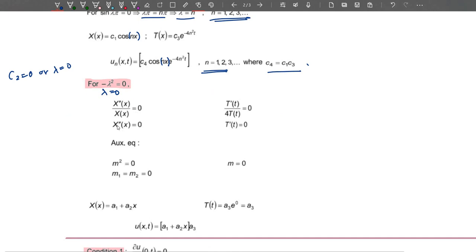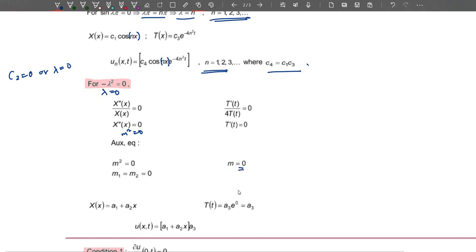From here we have X double prime x equal to 0, and T prime t equal to 0. So here we have m equal to 0, and here m squared, because X double prime, this is m squared equal to 0. So m1 equal to m2 equal to 0. Thus we have X(x) equal to a1 plus a2 x, and the next one, T(t) equal to a3 exponent 0, which is equal to a3.